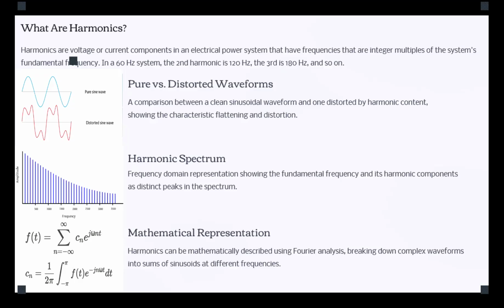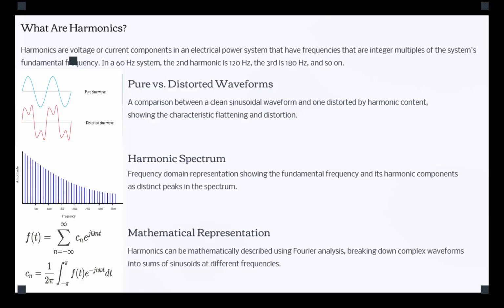Okay, so it also introduces harmonics in the system. Now, a pure sinusoidal waveform is smooth and continuous, but a distorted waveform contains unwanted ripples or notches in the system.